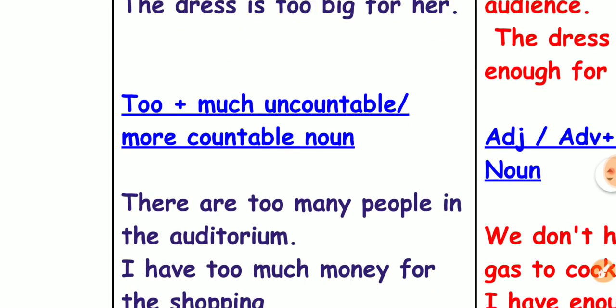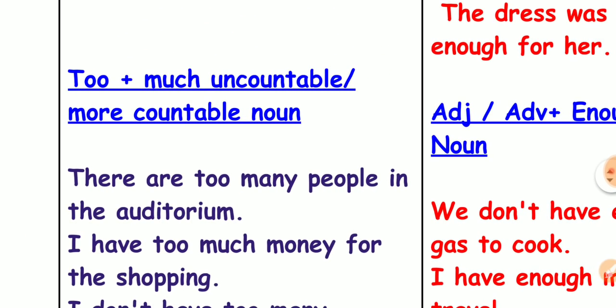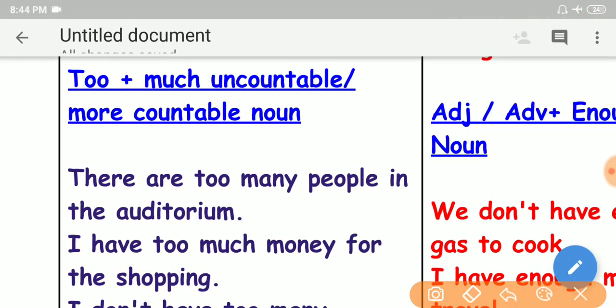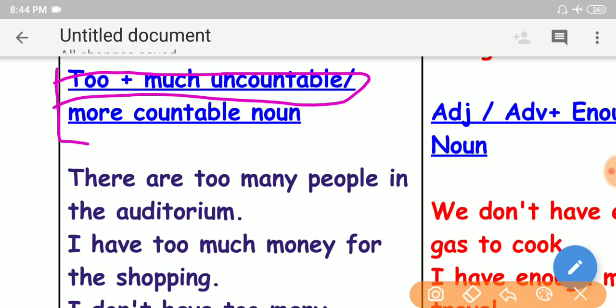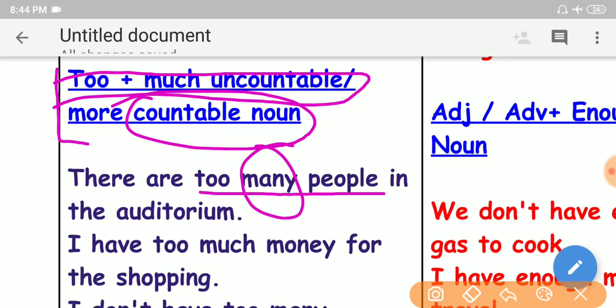So let us go and learn the third pattern. This is also very important. "Too" plus "much" for uncountable nouns, or "too" plus "many" for countable nouns. I already told you this is another usage of "too". There are too many people. "Many" is used for countable nouns, so before "many", to intensify it, "too" is used. There are too many people in the auditorium.